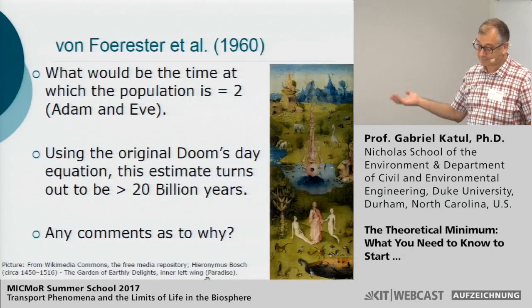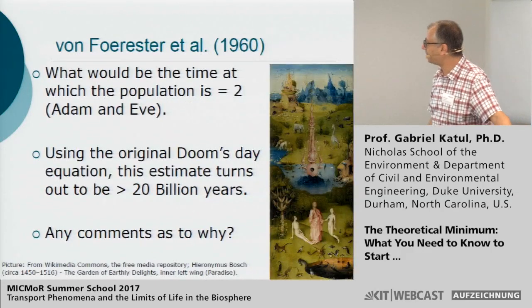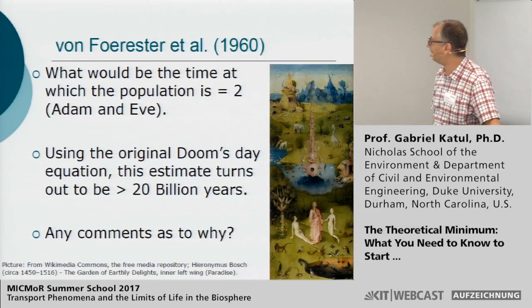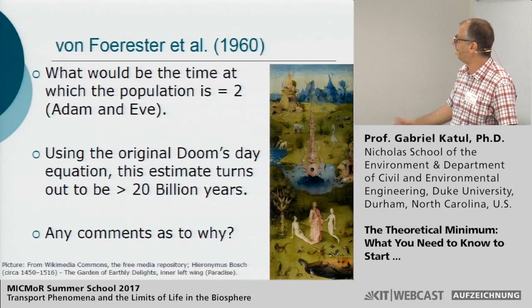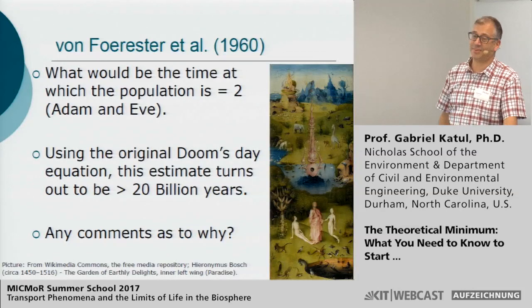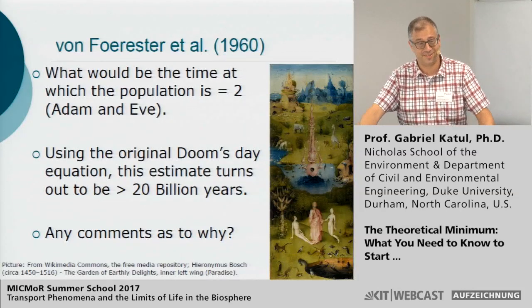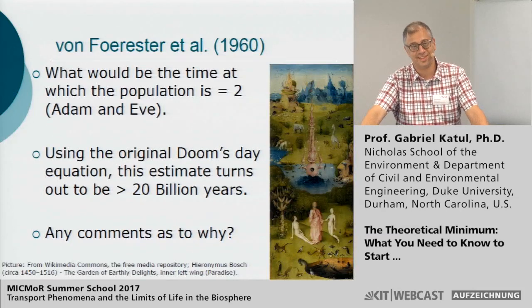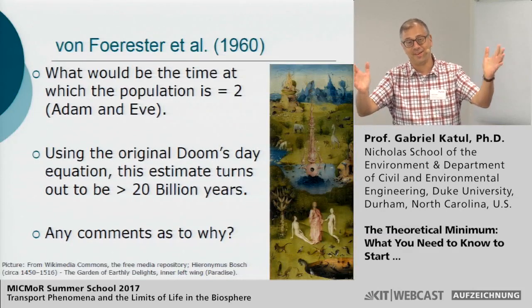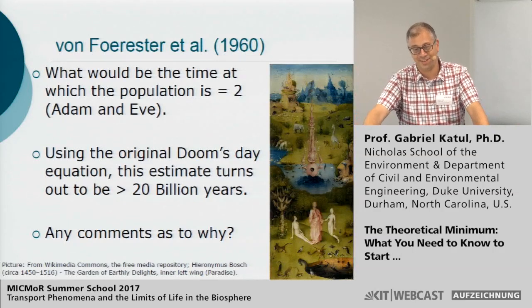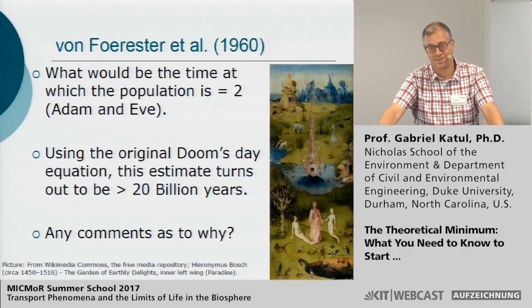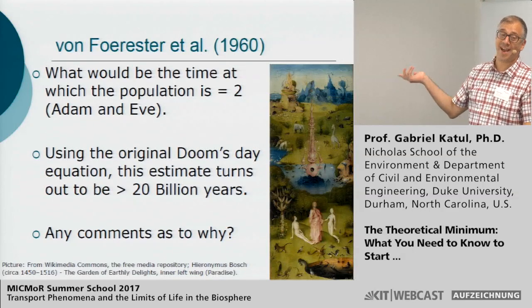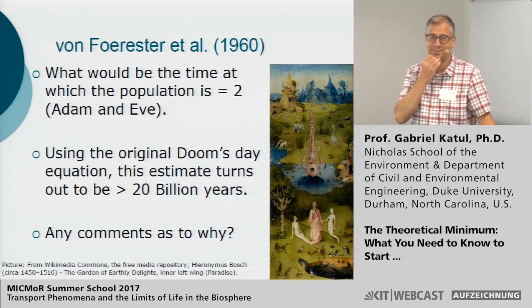So he used the original Doomsday equation and reversed time and said, okay, well, what would be the time to reach 2, Adam and Eve, say? And it turns out that you would need more than 20 billion years. Now, if the age of the universe is 13.6 billion years, we don't know what's happening between 13.6 and the creation of the Garden of Eden. But the question is why? And he actually had a very good answer.